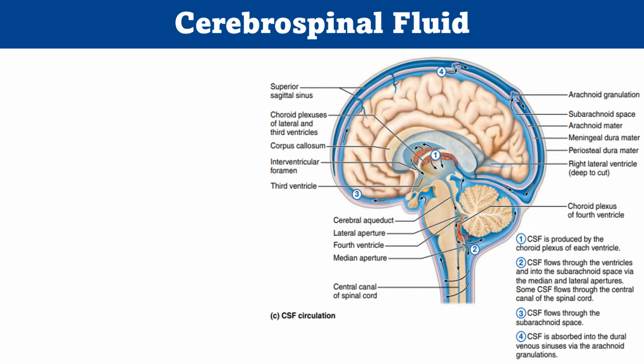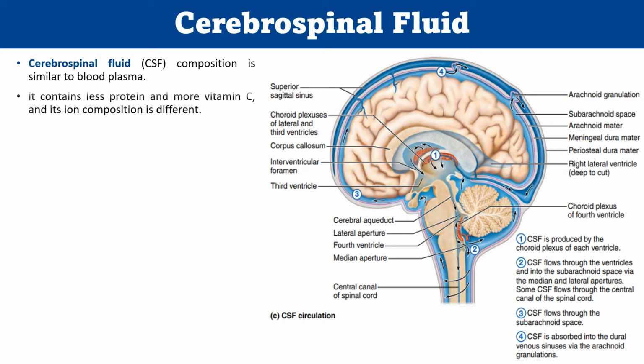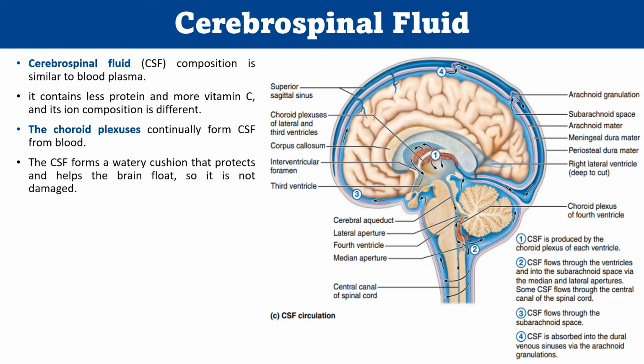Let's look at cerebrospinal fluid. Cerebrospinal fluid, CSF, has a composition similar to blood plasma. It contains less protein and more vitamin C, and its ion composition is different. The choroid plexus continually forms CSF from the blood. The CSF forms a watery cushion that protects the brain and helps it float so it is not damaged.